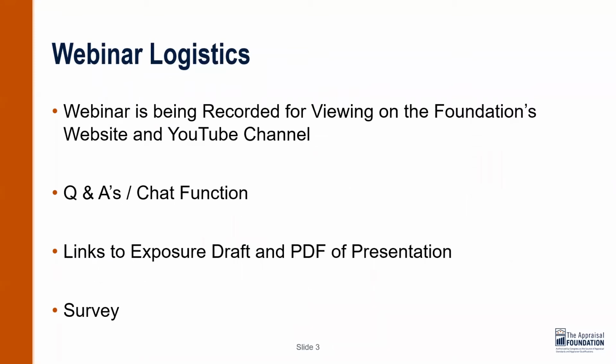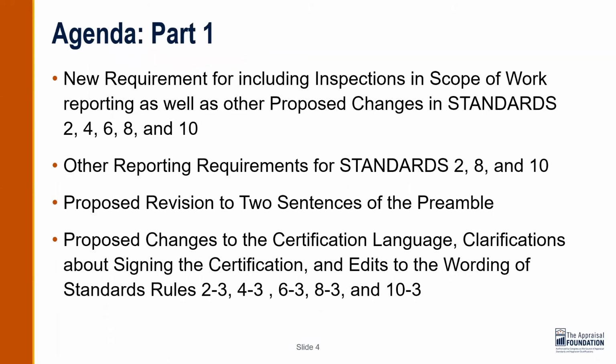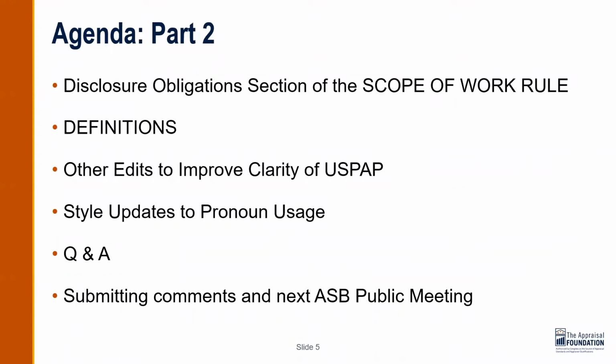Now, for the benefit of our listeners, the next two slides, we want to go to slide number 4. Here we go, the agenda. This slide provides an overview of the agenda we're going to follow today. First, we're going to be discussing the proposed new requirements to include inspections in the scope of work disclosure in the reporting standards. Next, Wayne will be discussing changes to other reporting requirements in standards 2, 8, and 10.